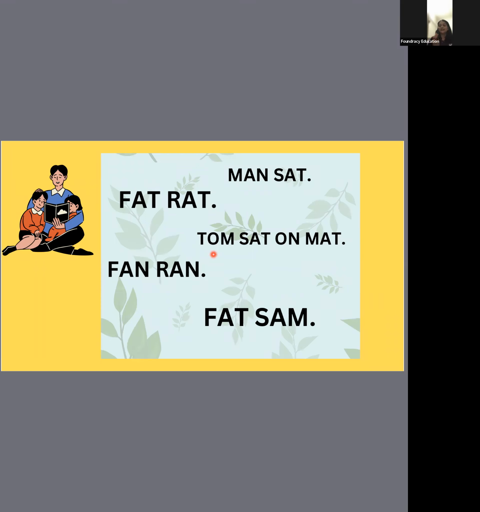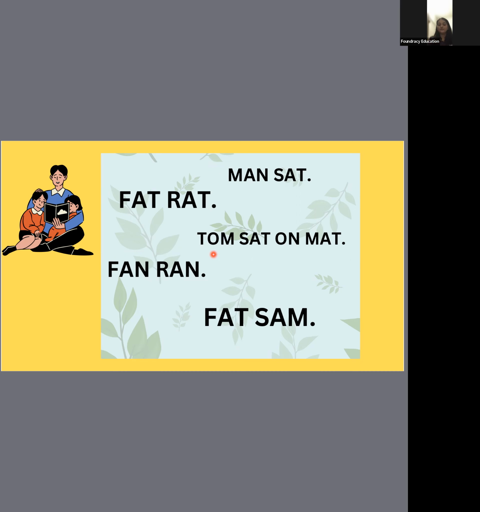Once this is done, at least let the kids read it thrice so that they acquire sufficient speed in blending, because we are blending so many words. So let them read at least thrice before going to the next activity, which is the comprehension part. Once you are done, okay, now kids have assumed sufficient fluency in reading and blending words.